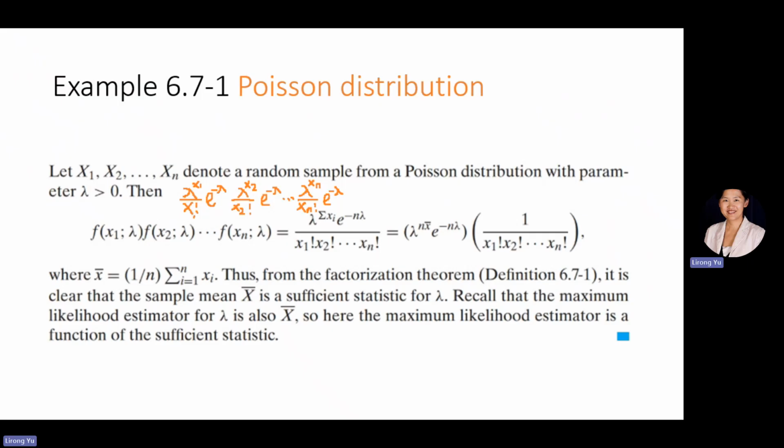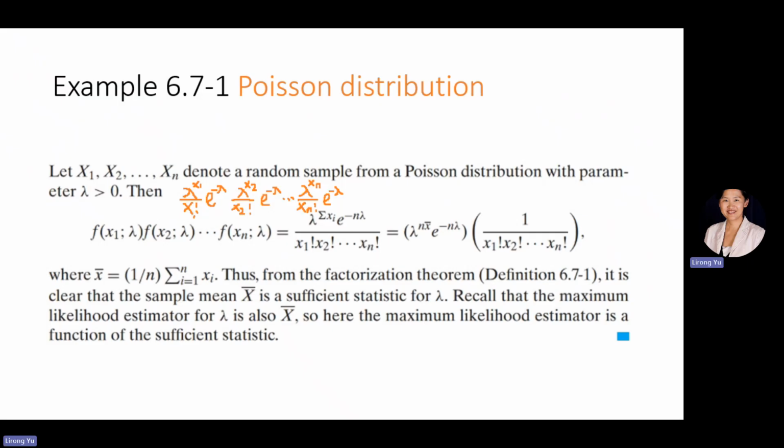If you look at the factor on the left, the only thing that really matters is x bar. The individual xi doesn't matter anymore. So we would say x bar is a sufficient statistic for lambda, if you want to determine lambda. Any questions?